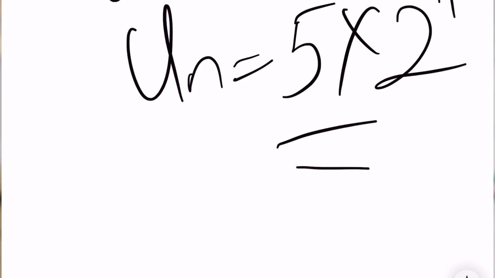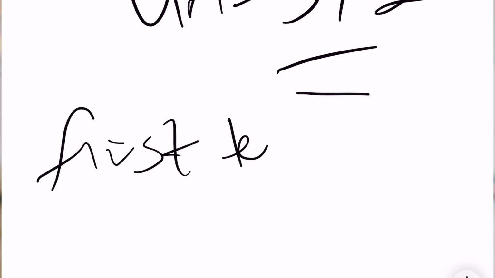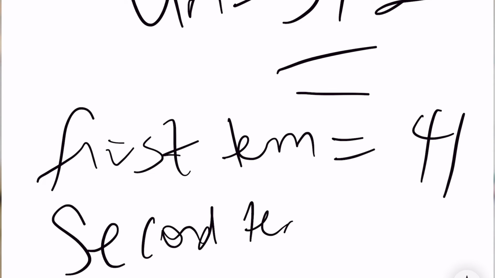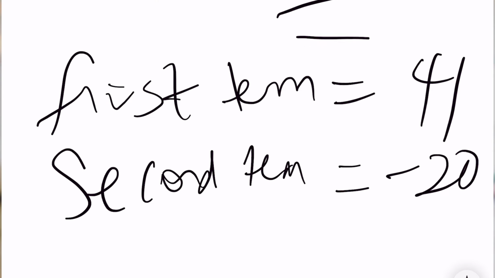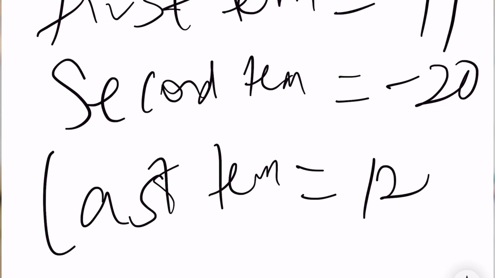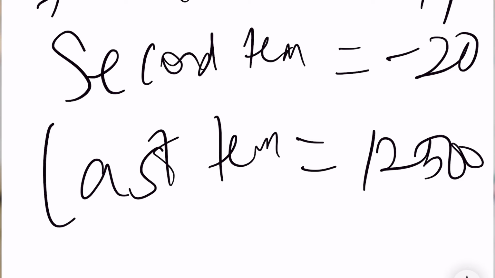Now, for the second example, we have: if the first, second, and last terms are 4, minus 20 and 12,500 respectively, find the number of terms in the GP. First term is 4, second term is minus 20, and last term is 12,500 respectively. We have to find the number of terms in the GP.